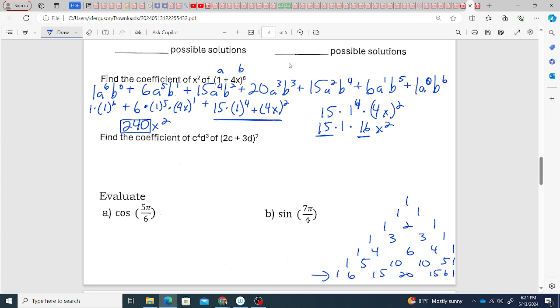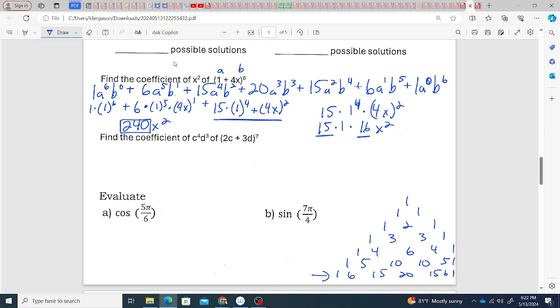Now, if it would have been x to the 6th power or something, I would have kept going till I got to x to the 6th power. See, the next one would have been b to the 3rd power. So that would have been 4x to the 3rd power, that would have been x to the 3rd power. The last one would have been 4x to the 6th power. So that last one would have been it if I needed x to the 6th power. Okay? So now we're going to do the next one.